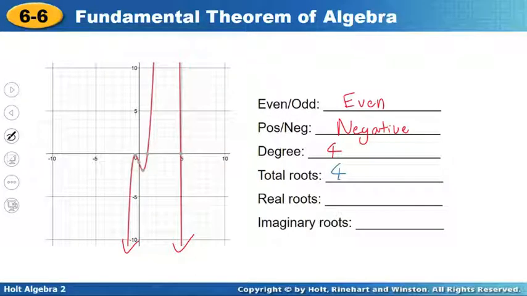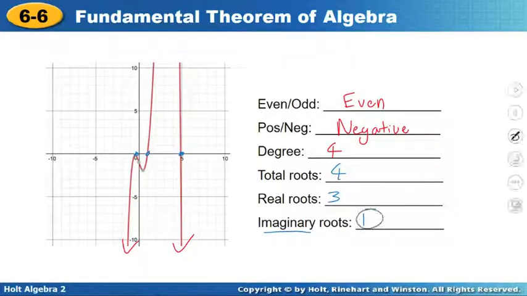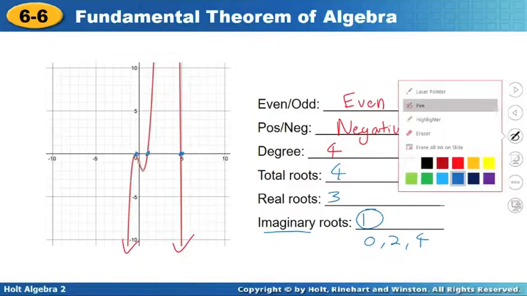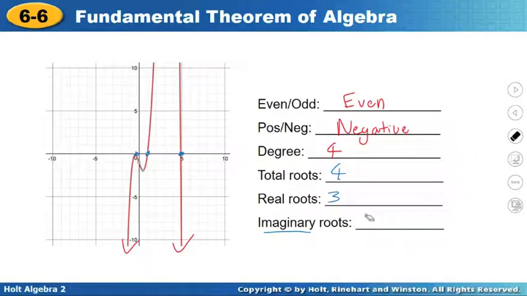Now, how many roots are real? How many are imaginary? Now, again, this is kind of a tricky one because I see 3 x-intercepts. All right? 3 x-intercepts. But you can't have 3 real roots and 1 imaginary because remember, imaginary roots have to come in pairs. This has to be an even number or a 0. It has to be either 0, 2, or 4 in this case. You can't have just 1 imaginary root. Imaginary roots have to come in pairs. So it can't be 3 and 1.